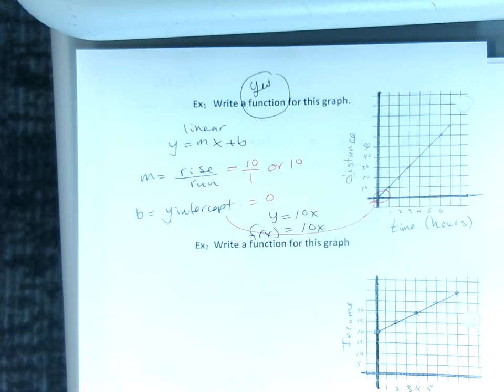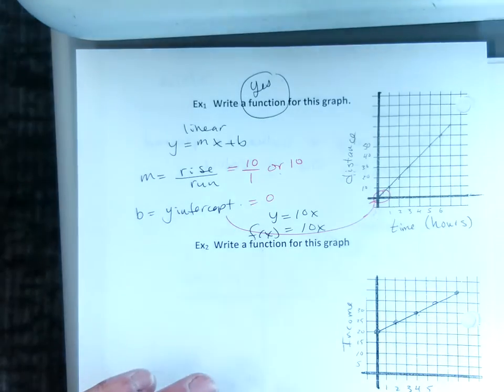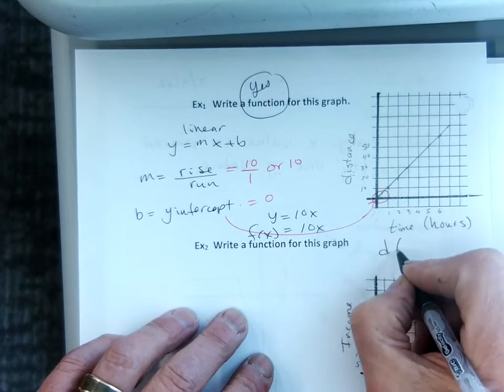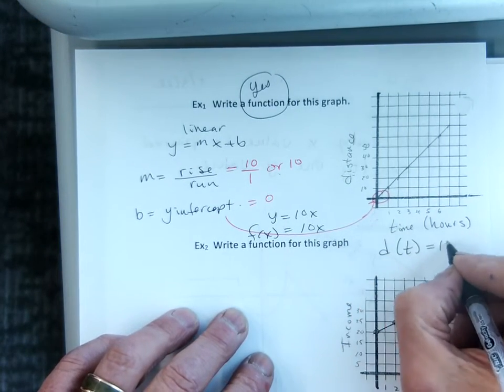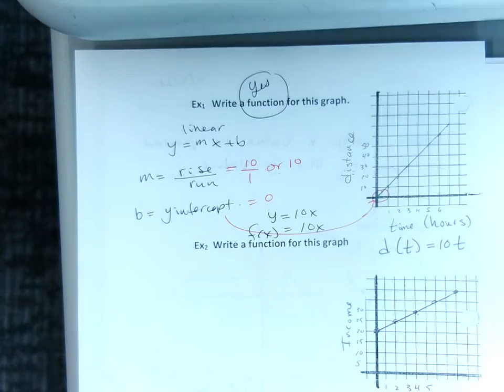Now, the next thing I'm going to want you to do is let's change it to what it's all about. It's not really about x's and y's, is it? What's this thing about? This is time and distance. So we're going to rewrite it as d of t. D of t. You get it, aren't you? So we're going to rewrite this as d of t equals 10t. Thumbs up?